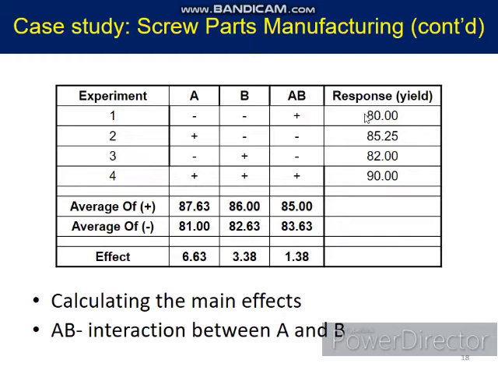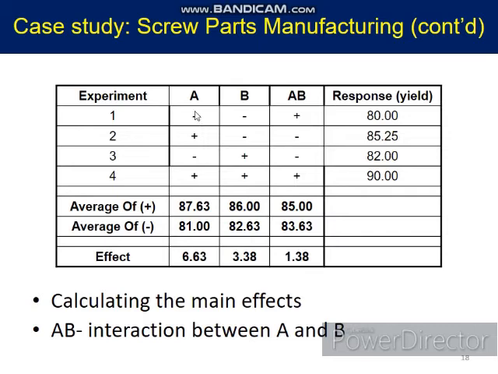So this is the response, yield. The way to calculate the main effect, the effect of A on the output response, the yield, is basically this. If you average the pluses, where are the pluses? For A, this is plus, this is plus. So you have 85.25 plus 90 divided by 2. That's how you get an average. What you get is 87.863.